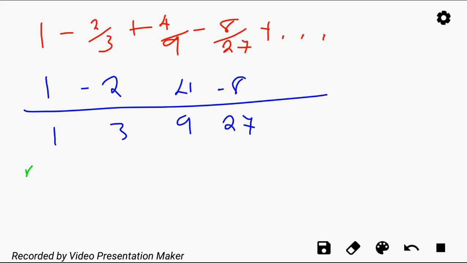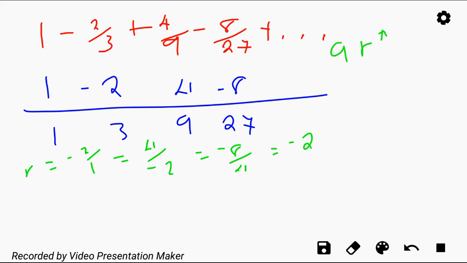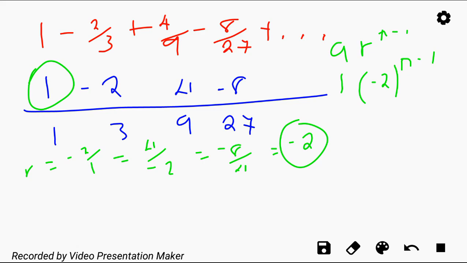So my r for the top is going to be negative 2 over 1, which should be equal to 4 over negative 2, which should be equal to negative 8 over 4, which is giving me a negative 2. So that is my r. My formula for the nth term is going to be a r^(n-1). So my a is 1. My r is negative 2. This is going to be n minus 1. This one here doesn't have an effect on everything on this side, so I can just say (-2)^(n-1).